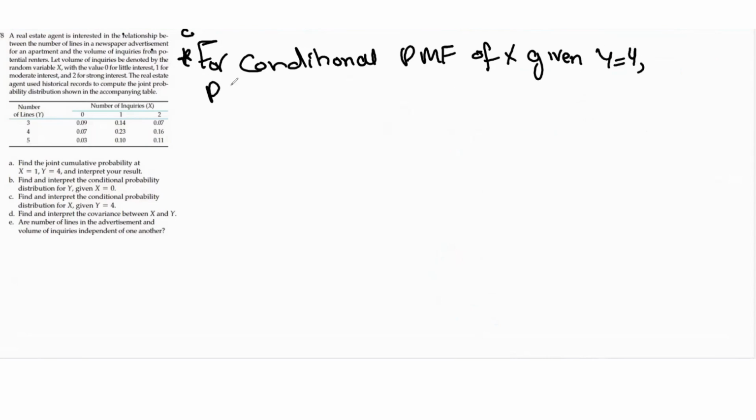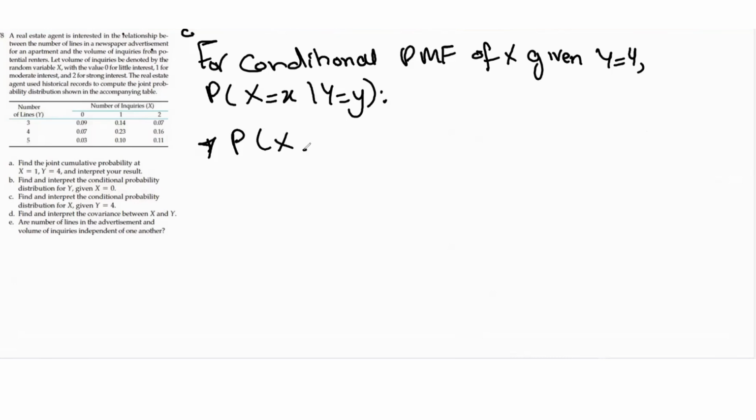So we essentially want to find the probability x is equal to x given y is equal to 4. And because you want to find the conditional PMF, we want to do it for every possible value of x, which means for 0, 1, and 2. So let's start with 0. Sorry, let me just wait.